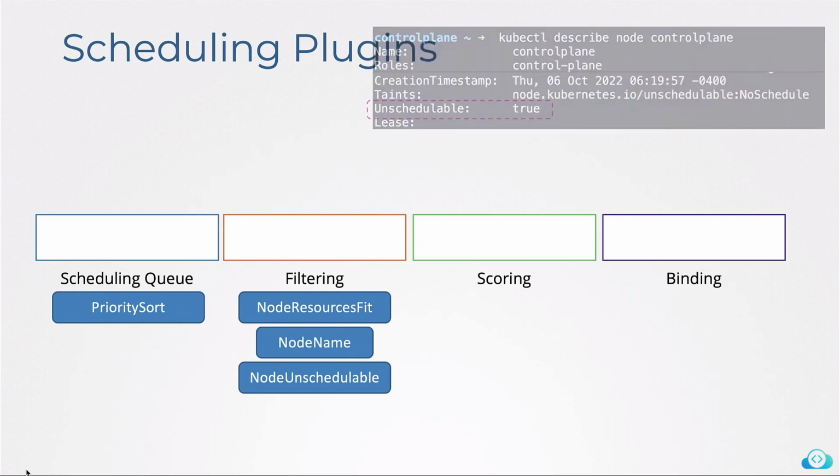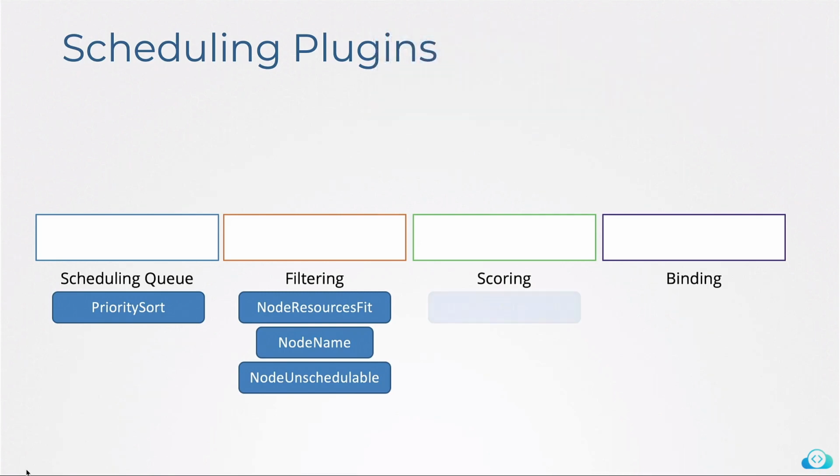Now, in the scoring phase, again, the node resources fit plugin associates a score to each node based on the resources available on it after the pod is allocated to it. So as you can see, a single plugin can be associated with multiple different phases. Another example of a plugin in this stage would be the image locality plugin that associates a high score to the nodes that already have the container image used by the pods among the different nodes.